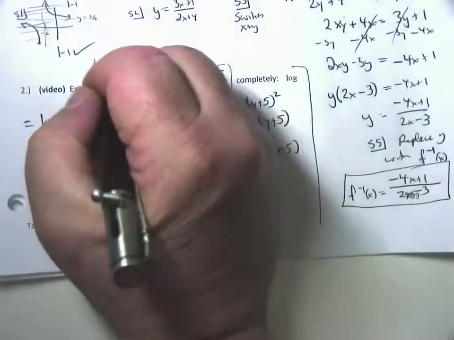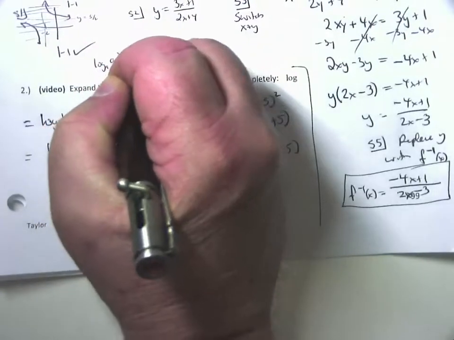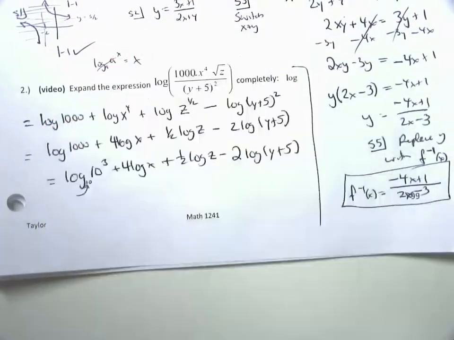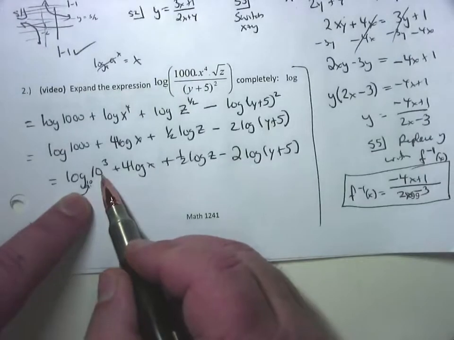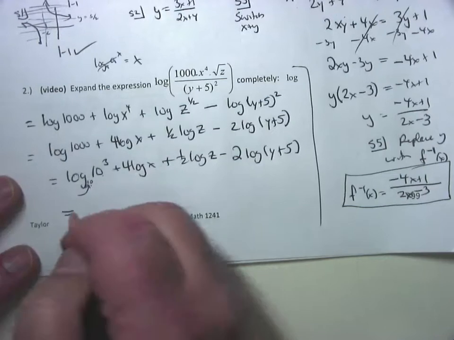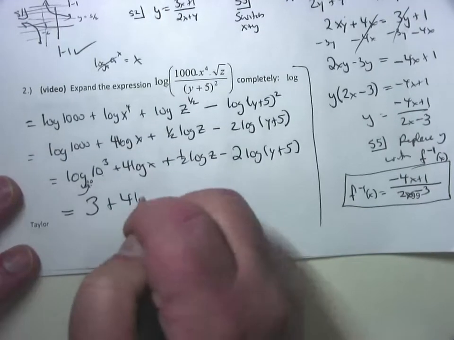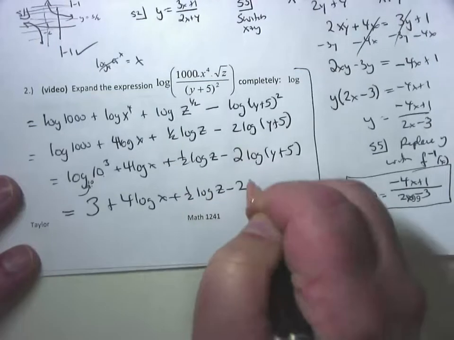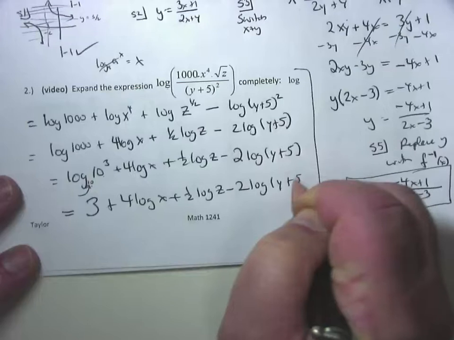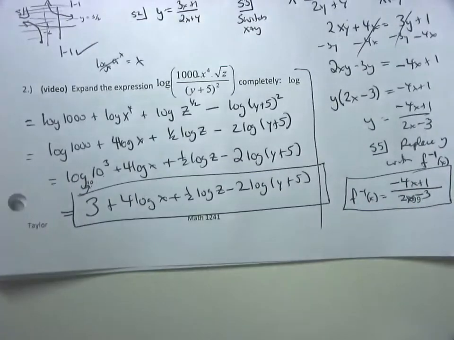And we had a property that the log base a of a raised to the x cancels, and you're just left with the exponent. This base 10 and this exponential are the same base, so they're going to cancel. So you get your final answer of 3 plus 4 log of x plus 1/2 log of z minus 2 log of y plus 5. There's my answer. Again, using your log property. Does that make sense? Turn the page.